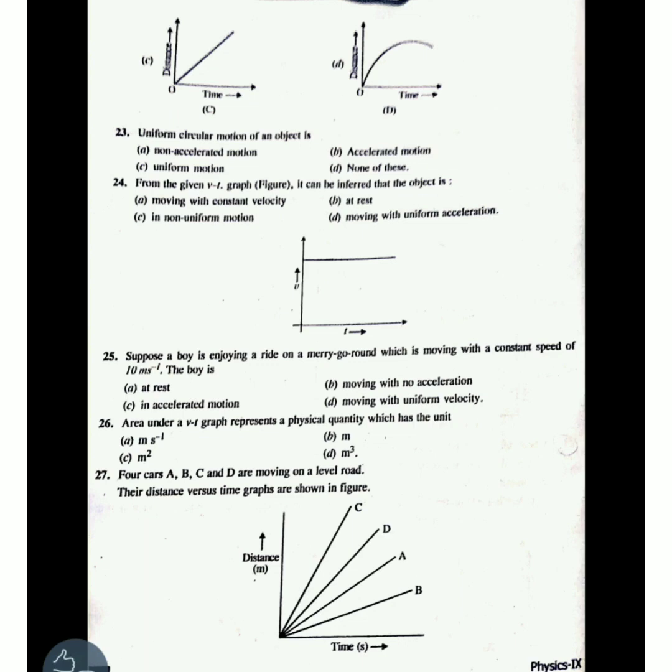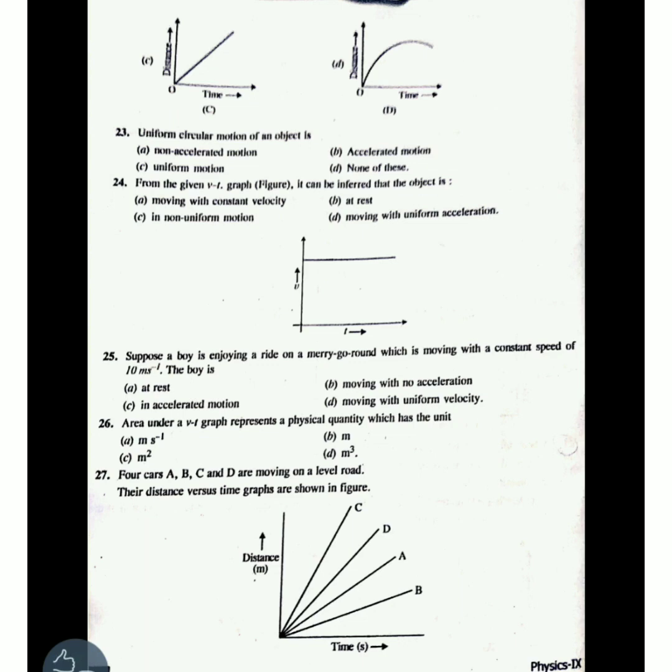From the given VT graph, it can be inferred that the object is... The graph is given between velocity and time, so you have to read the options and find out. Next question: a boy is enjoying a ride on a merry-go-round which is moving with a constant speed of 10 meters per second. The boy is... Read the options and find out.